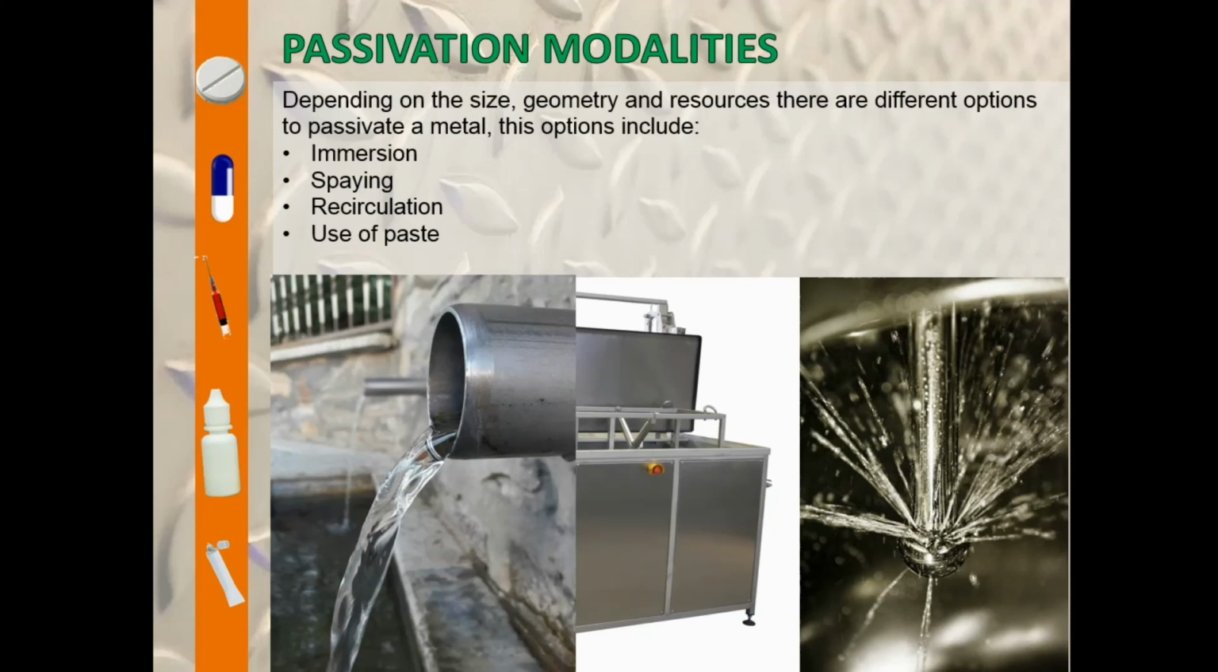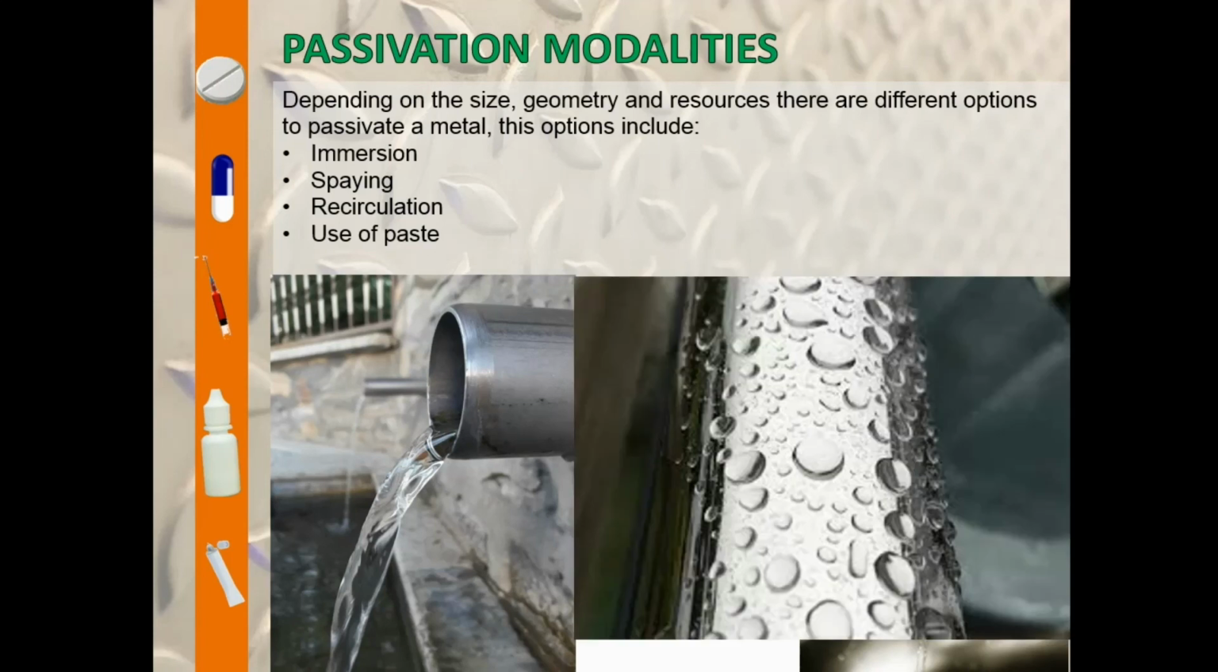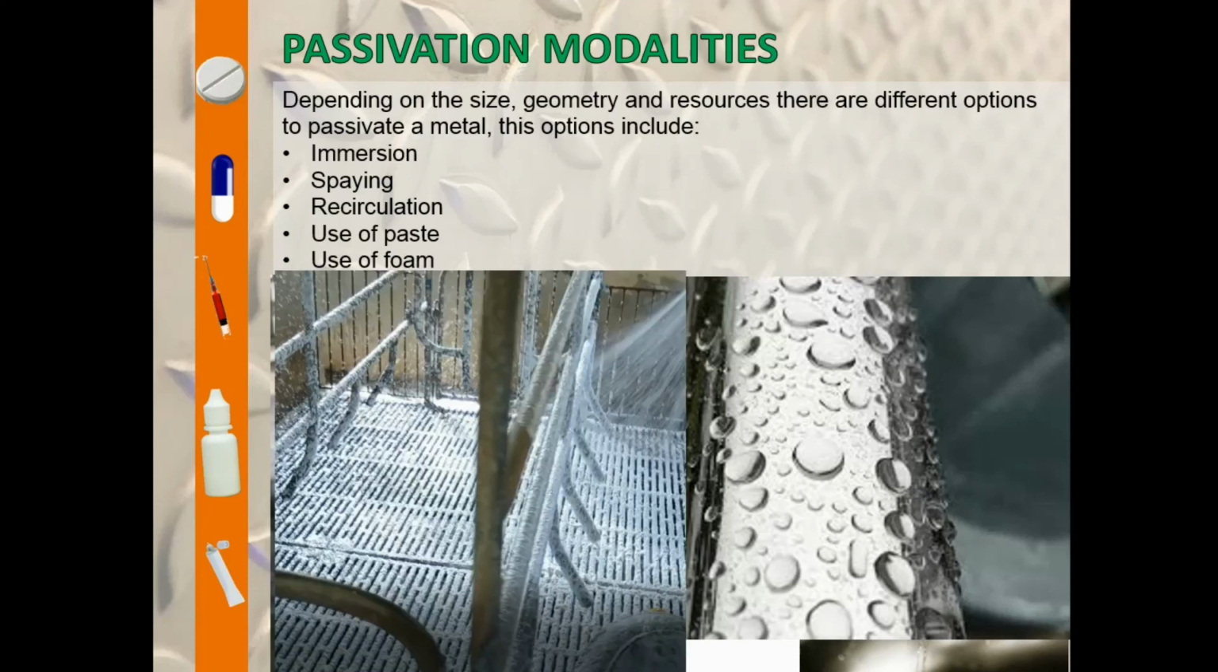Use of paste. Passivation paste is a sticky solution of chemicals that will remain on the metal surface. The picture on the right shows a pipe covered with passivation paste. Use of foam. We also can spray foam, like in the picture. And this is also a viscous solution that will remain on the metal surface, unlike the paste, that will allow the chemicals to be in contact with the metal and the reaction will happen.